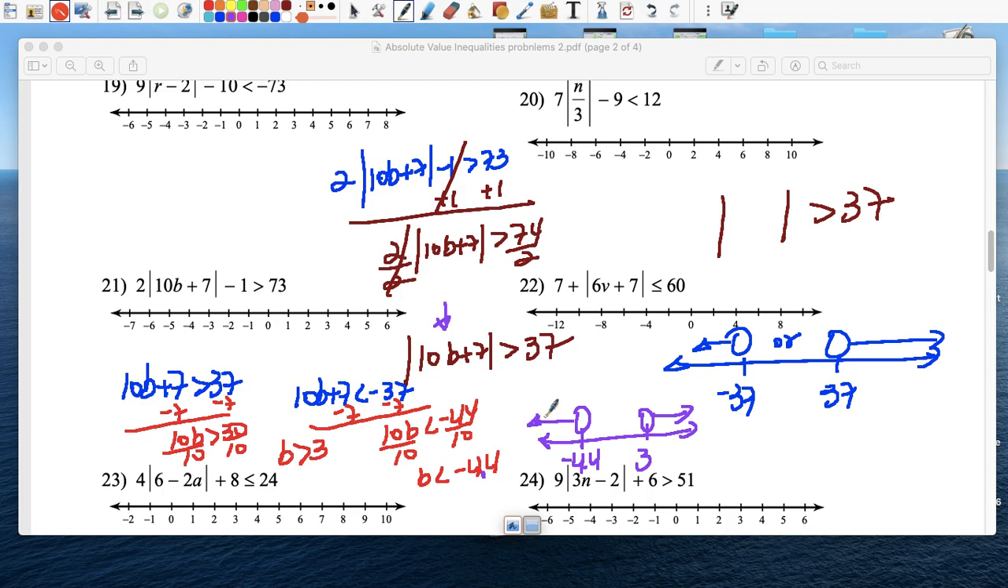So again, you should check. So let's pick, I don't know, 5. 10 times 5 is 50, plus 7, 57. Is the absolute value of that greater than 37? It works. Let's try a number in the middle. Right? It says that it doesn't work. Let's try 0. 10 times 0 is 0, plus 7 is 7. And the absolute value of 7 greater than 37? No, it doesn't. Let's try on the left side of negative 4.4. Let's try negative 5. 10 times negative 5, negative 50, plus 7, negative 43. Absolute value of that is greater than 37. Yes, it is. So all those work as well. All right, so that should be nice and easy.